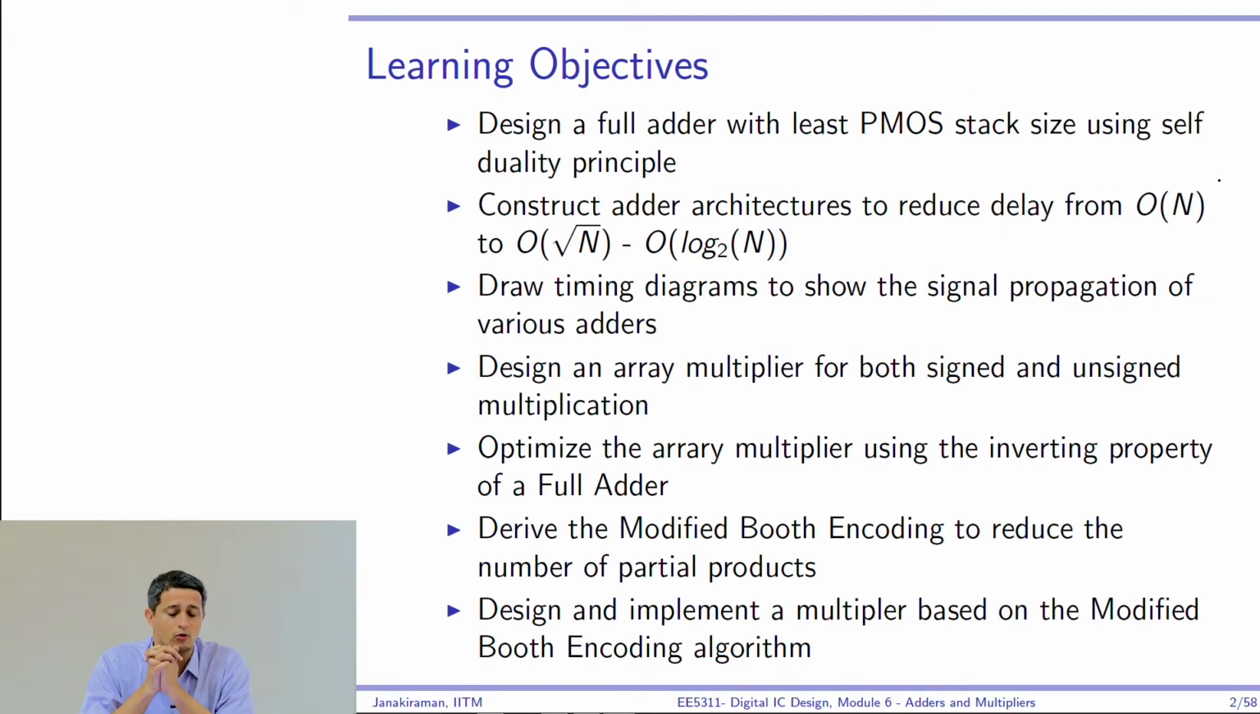What are the learning objectives, right? First is you have to be able to design a full adder with the least PMOS stack size using the self-duality principle. This we already saw a glimpse of in the earlier thing where I showed you the mirroring circuit, right? Construct adder architectures to reduce the delay from O of n to O of root n to O of log n, right? O of log n is going to be achievable only through something known as a carry lookup adder, which I am not going to cover here. It's a self-study part and you will have to implement it in the project.